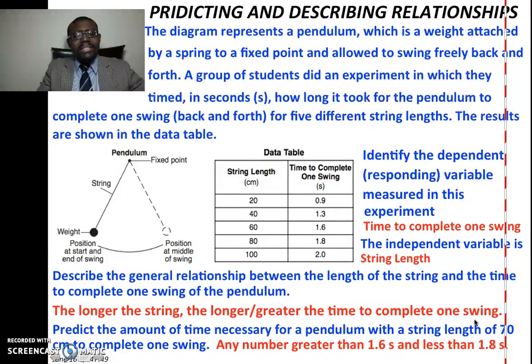The last question says, predict the amount of time necessary for a pendulum with a string length of 70 centimeters to complete one swing. So 70 will be between 60 and 80. So that will be any number between 1.6 and 1.8. Any number greater than 1.6 and less than 1.8.